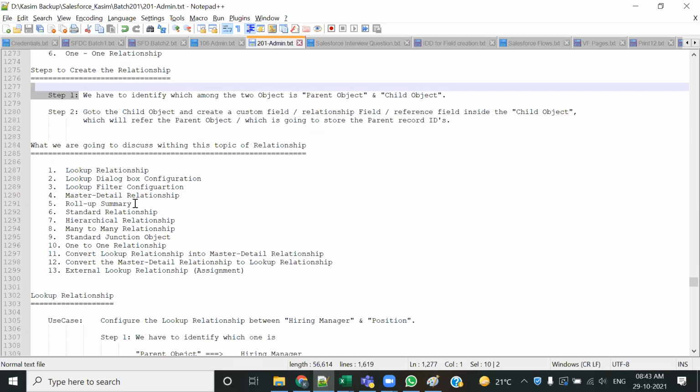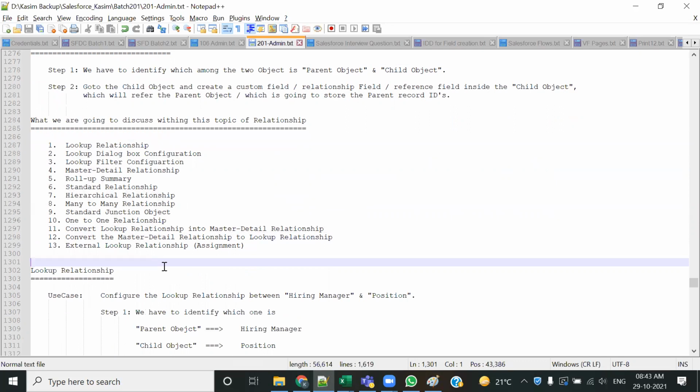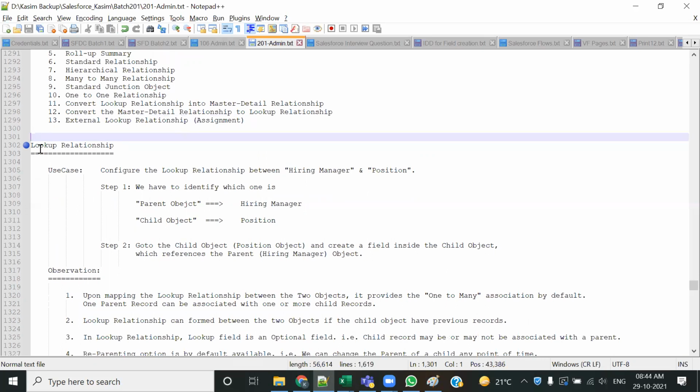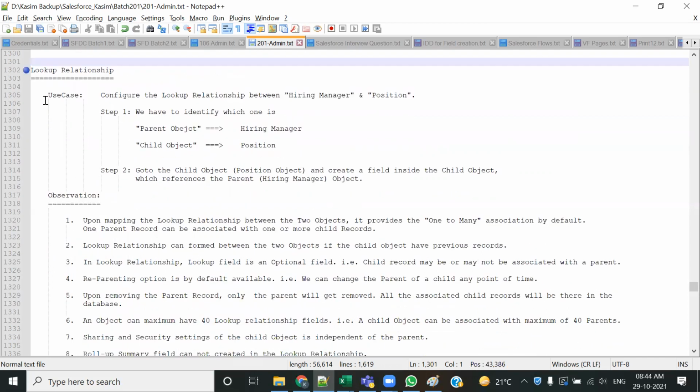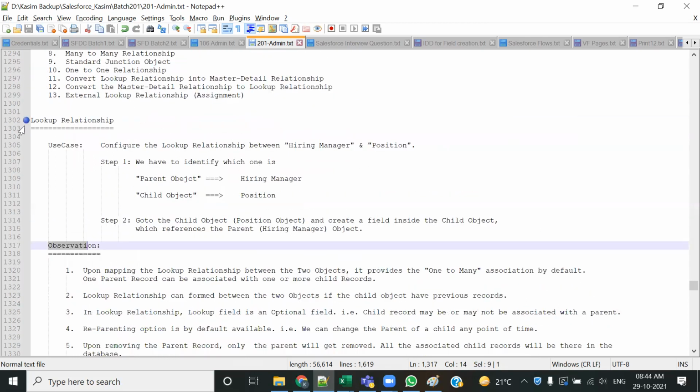These are the many topics we are going to cover inside this. It's a bit lengthy topic because there are so many things that we are going to learn. The next lecture is coming Monday, because today is Friday. On the coming Monday, I'm going to start with the very first kind of relationship, and that is the lookup relationship. What is a lookup relationship? What are its properties, and after creating this relationship with these steps, what kind of observations have we seen? That is also what we are going to discuss. Right now, I'm just stopping it over here.